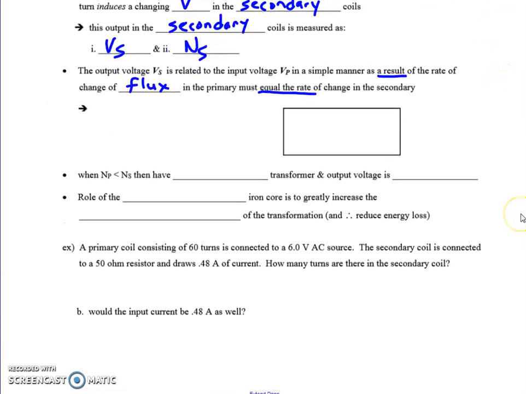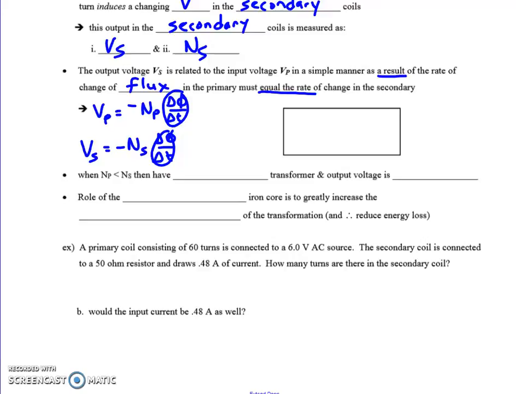So let's see how that works. The primary voltage is equal to the negative rate of change of the flux, which would be negative N of the primary times delta phi over delta t. And we know that the secondary voltage is negative N_S delta phi over delta t. And as we just said, these two rates are the same. They must be the same. There's no reason why they'd be different from one or the other.